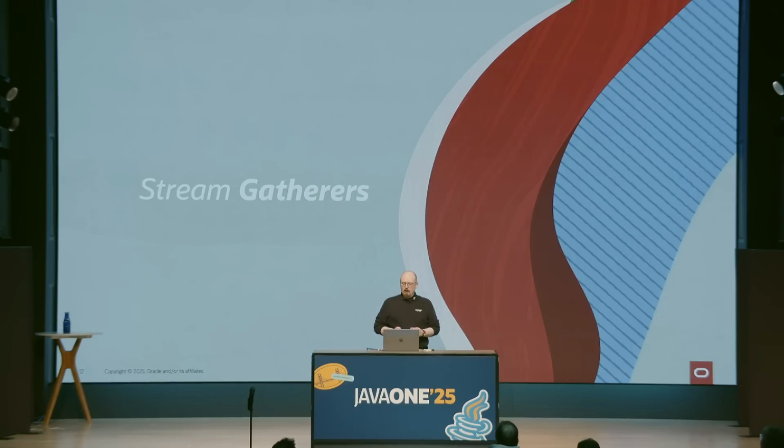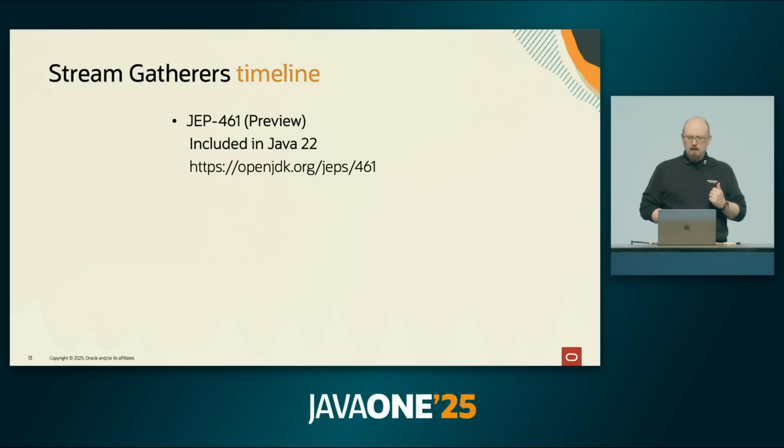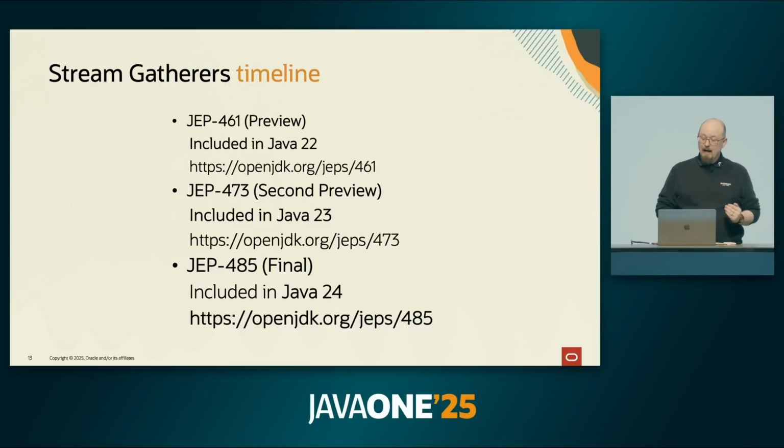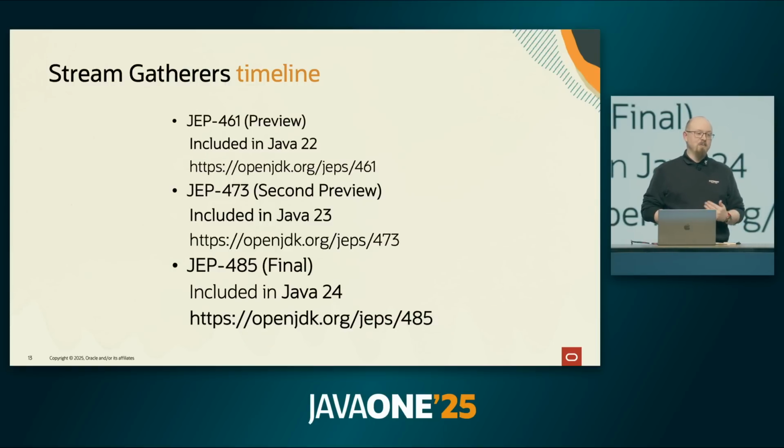So let me describe gatherers. First of all, it's a JEP sequence. They were introduced in Java 22 as JEP 461, as a preview, then a follow-up preview for Java 23, and for Java 24, for today, we now have stream gatherers in Java. So when you download Java 24, you can start using this as a final feature.